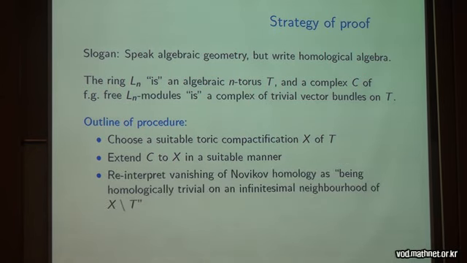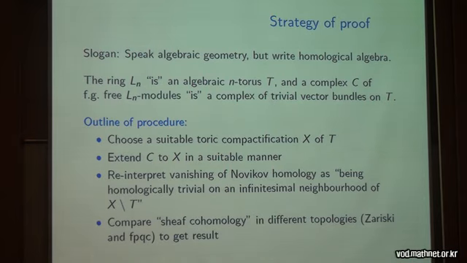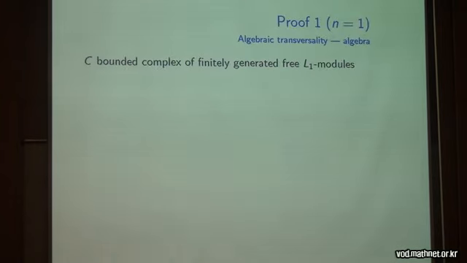Then you reinterpret this condition that the Novikov homology of the complex C vanishes. This is something like being homologically trivial on a formal or infinitesimal neighborhood of the complement of the torus in X. And then you have to compare what would be sheaf cohomology in algebraic geometry in different topologies, so this is Zariski and fpqc, to get the result. You will notice that my algebraic geometry becomes more and more fuzzy as we progress through the proof. So here's the first step in the proof, n equals 1.